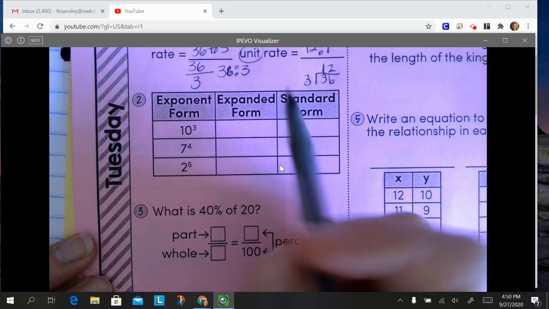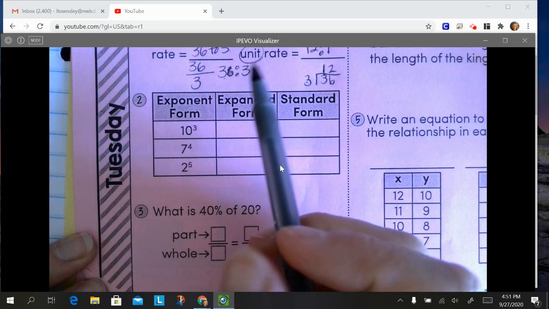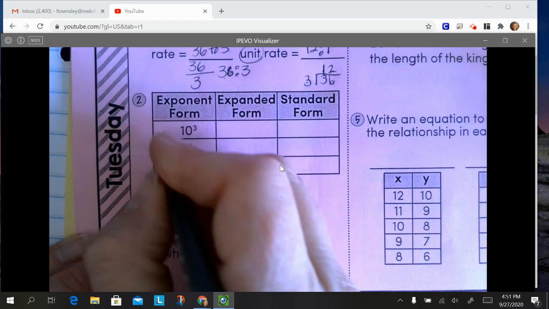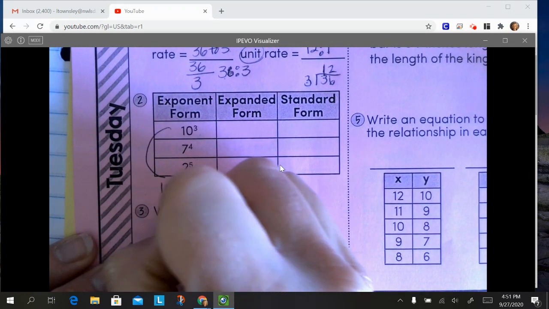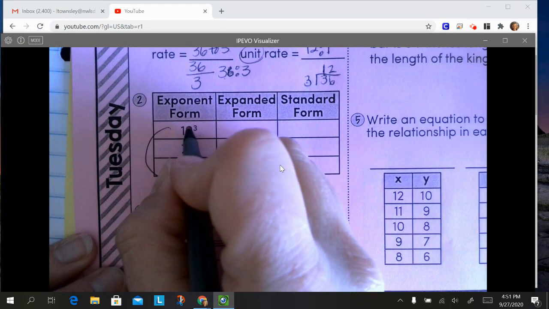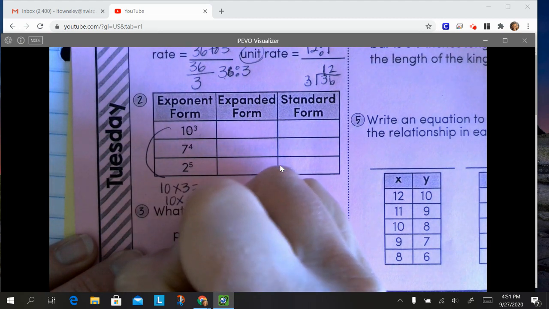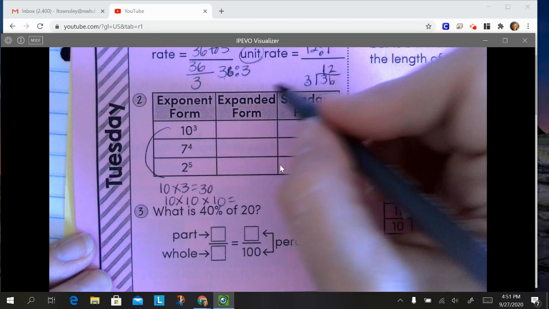All right, number 2, it says the exponent form is 10 to the third. Now, I've got a lot of kids that always tell me, Mrs. Townsley, isn't this 30? And I'm going to say, no, it's not, because 10 times 3 would give you 30. But that's not what they're asking for us to find. They're asking us to find 10 to the third power, which is 10 times 10 times 10. That's much different. All right?